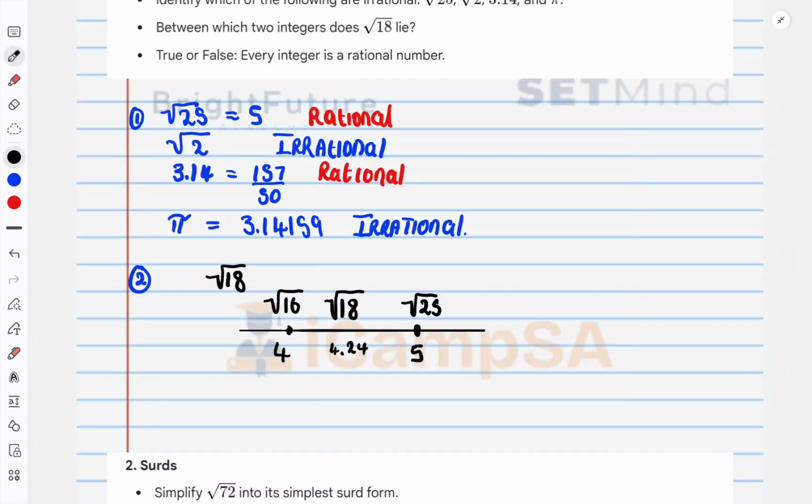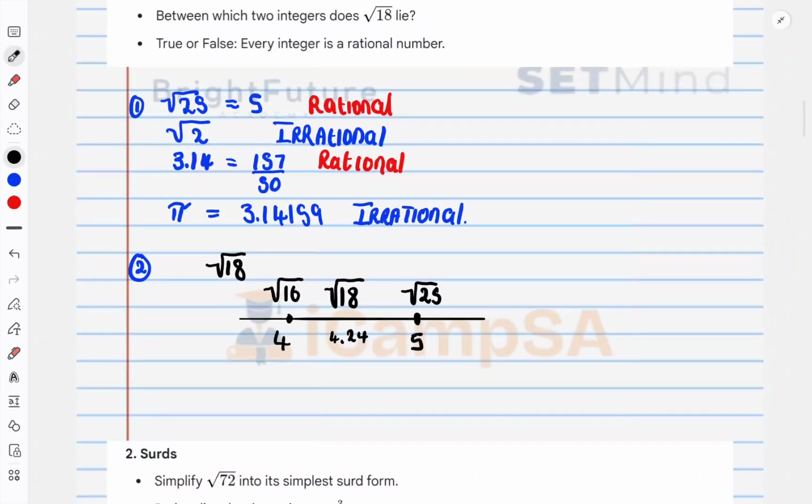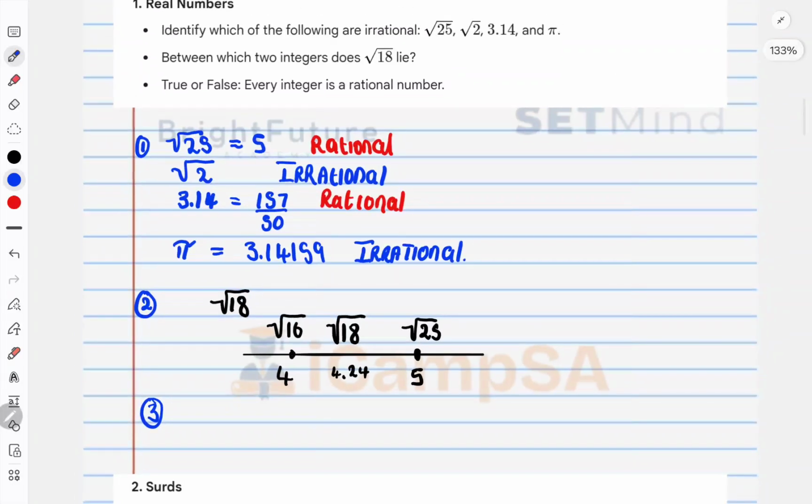Every integer is a rational number. Yes, that is true. Every integer is a rational number. Is it because every integer is divisible by 1 and can be written as what? As a fraction. So we're gonna have true.